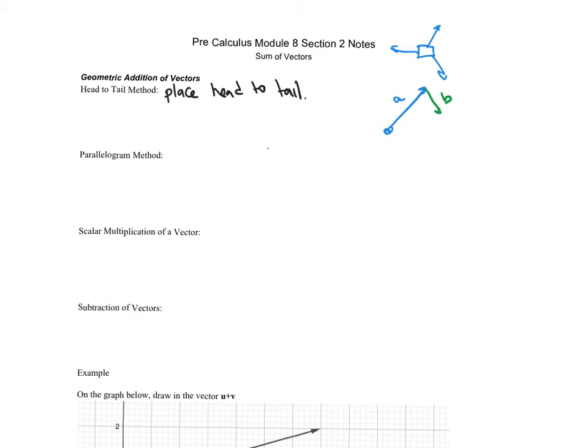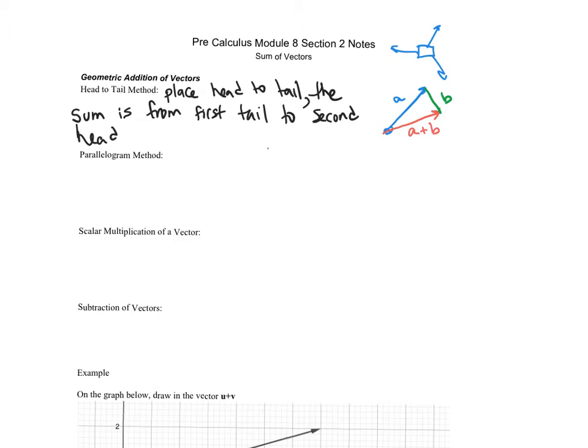So once you place them head to tail, the sum of these two vectors is from the first tail, remember tail is the beginning, to the second head. And vectors can be moved around as you need, but if you have these two vectors head to tail, then this is your sum vector. This is the vector A plus B. Now that is one way to add vectors, not the most popular method.